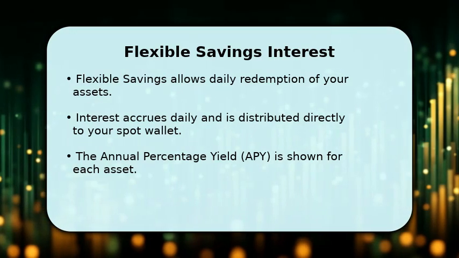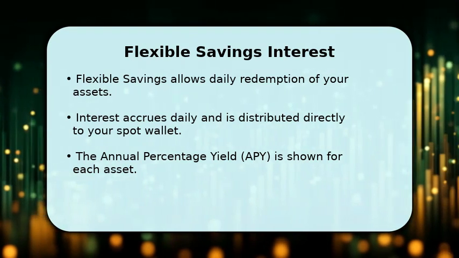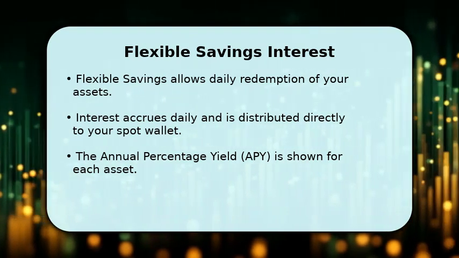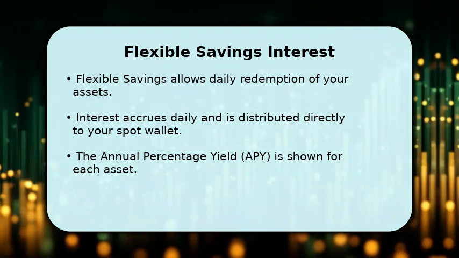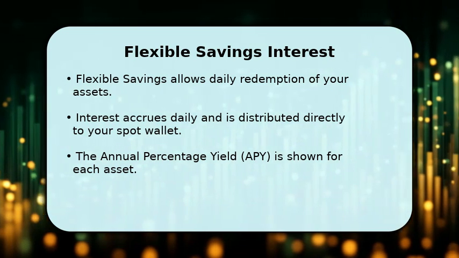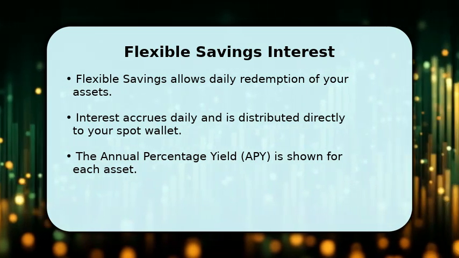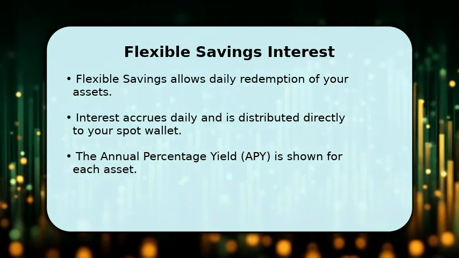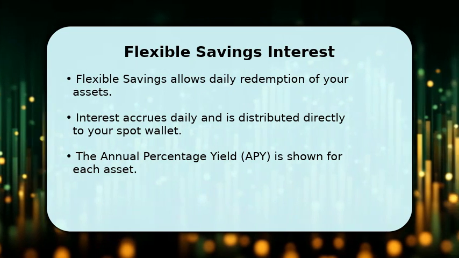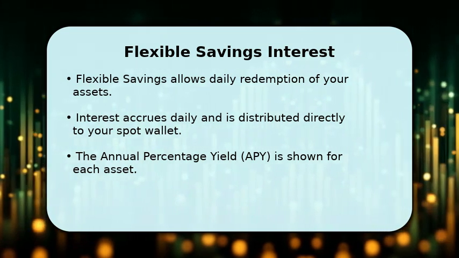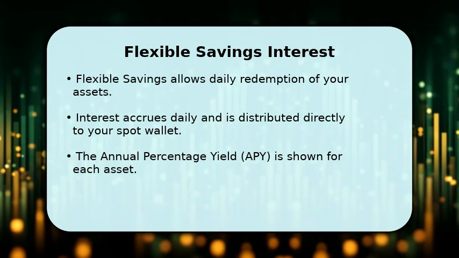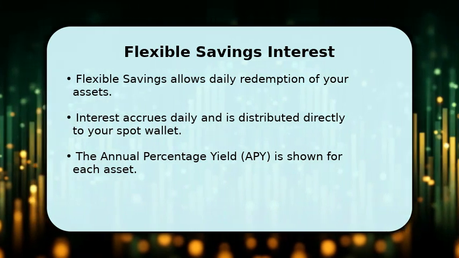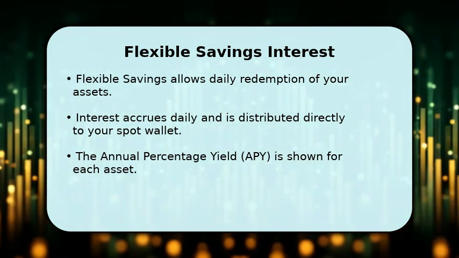For flexible savings, interest is calculated daily based on your subscribed amount. The APY shown is an annualized rate, but your daily interest is a fraction of that. For example, if the APY is 5%, your daily rate is approximately 5% divided by 365 days. This daily interest is then added to your spot wallet, and you can redeem your principal at any time.